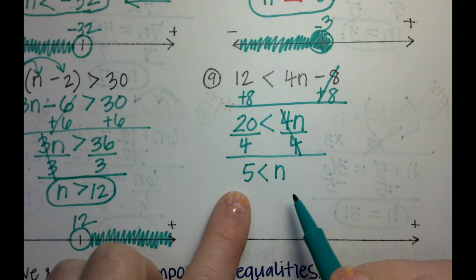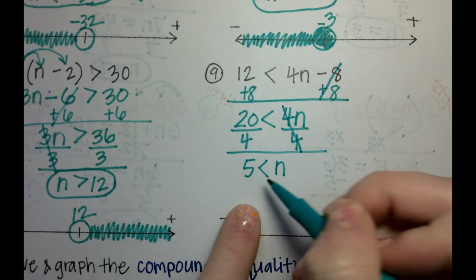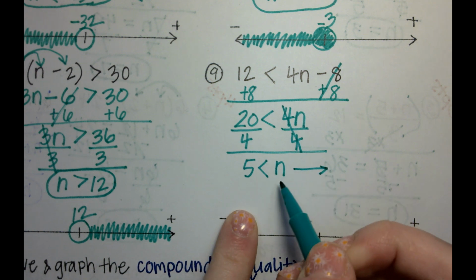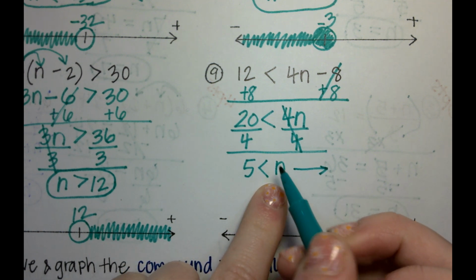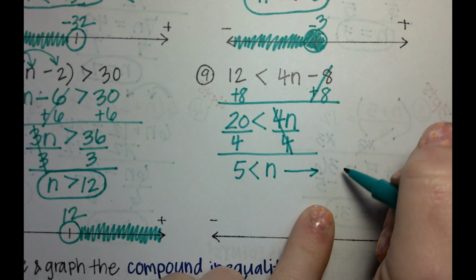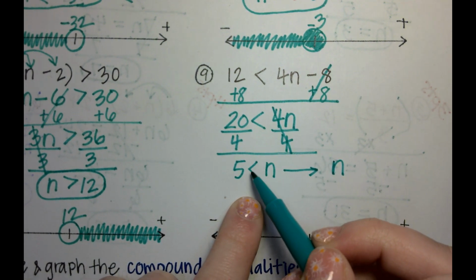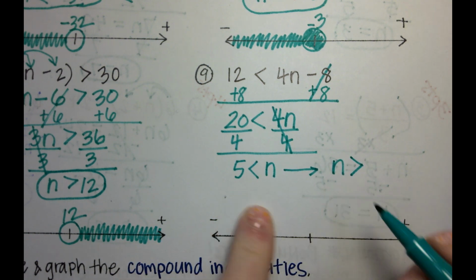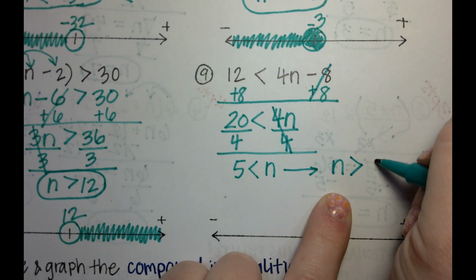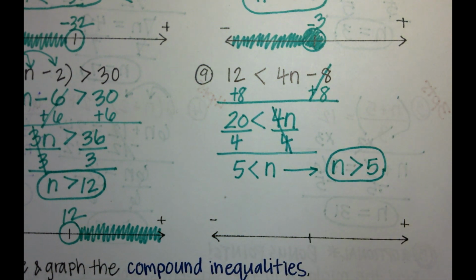Okay, so we've, turn it around. Yes, n is greater than 5. Good. So once we're to here, remember we want to flip our answer so that n comes first. N needs to come first. In the beginning we have the alligator eating the n, so when we flip it, it still needs to eat the n. And then 5. So don't forget to flip it if n is not coming first.